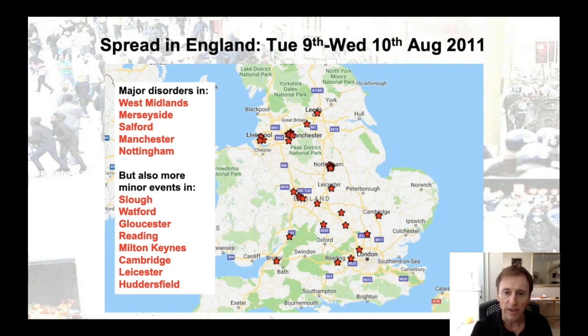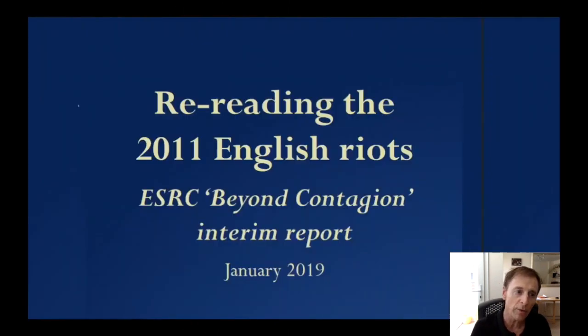So when you heard about the rioting in Tottenham and other places, did you feel like taking to the streets? Well, maybe you did, maybe you didn't. Some people did and some people didn't. And I think this is the core problem to be explained. And I want to tell you briefly about our work on addressing this problem. It's from our ESRC funded grant called Beyond Contagion. And I want to tell you, first of all, a bit about our methodological approach.